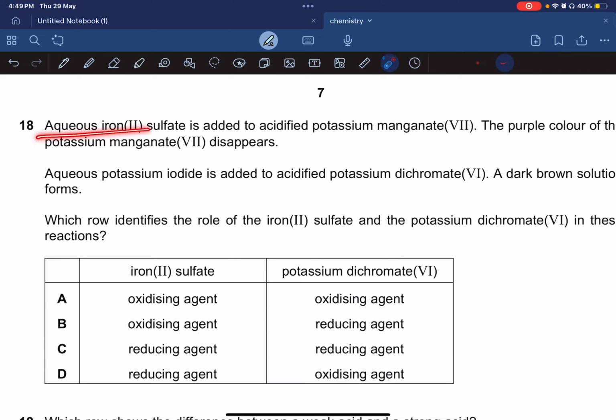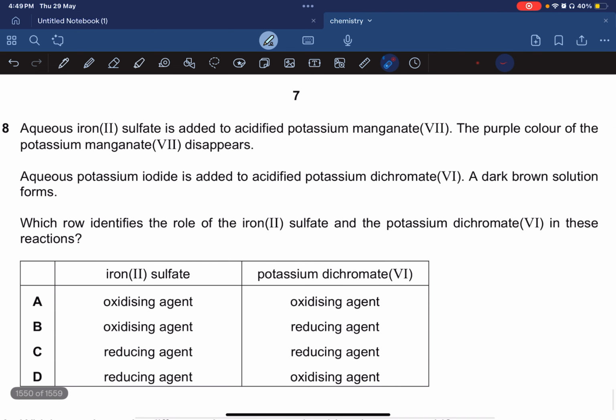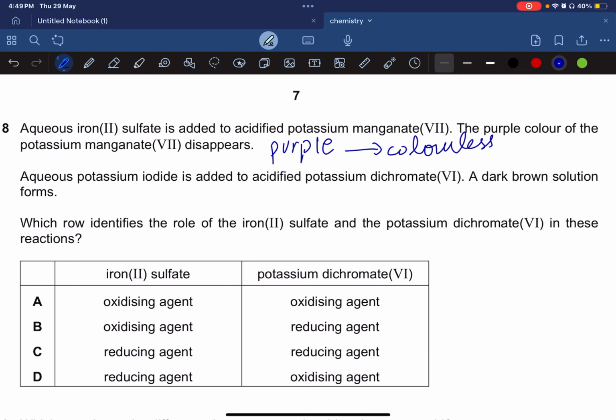Aqueous iron 2 sulfate is added to acidified potassium manganate, VII. The purple color of the potassium manganate disappears. Okay, why does the purple color disappear? Because it's turning from purple to colorless. And that's a test for reducing agent.